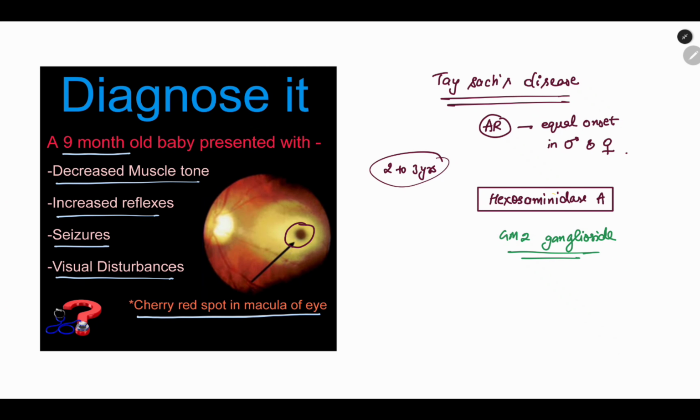Tay-Sachs disease is a progressive, lethal, and neurodegenerative disorder. The early diagnosis of this disorder is quite clinically challenging because of the subtle clinical features present, and also the development of symptoms takes some time. So this was the introduction of Tay-Sachs disease.